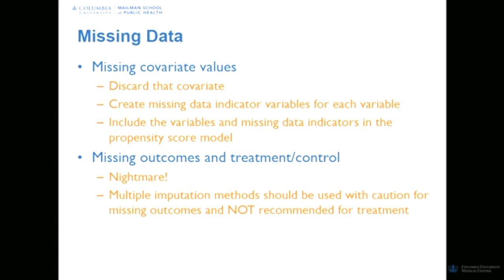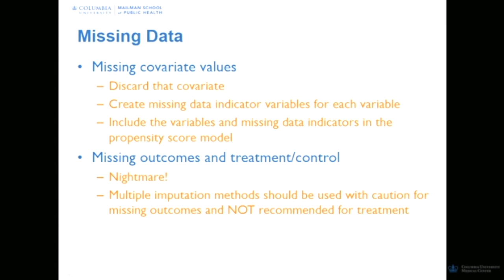If you don't want to discard it, then you can categorize the variables and include an indicator variable for missingness. So let's say you have a variable with 2 categories. You can include category number 3 as missing and put all those 3 categories in your propensity score matching. So there are a couple of ways to go around missing covariates.